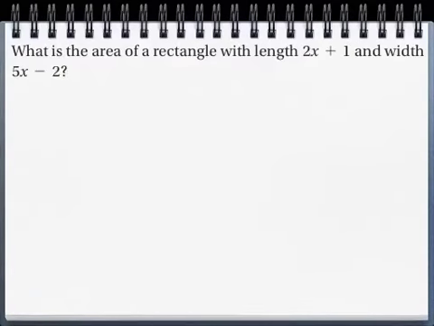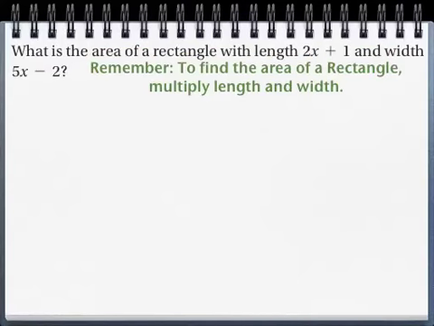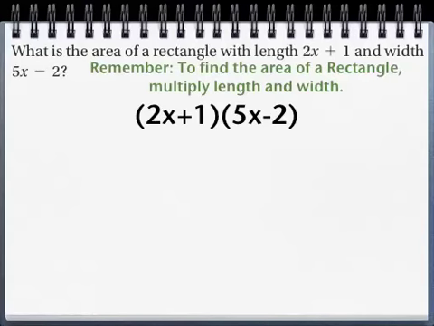What is the area of a rectangle with a length 2x plus 1 and a width of 5x minus 2? If you remember, to find the area of a rectangle, you have to multiply length and width. So in this case, I'm going to multiply 2x plus 1 times 5x minus 2. I would really encourage you to pause this and try it on your own. I'm only going to make you use one method. I did the table method for my example, but you could absolutely pause it and try the distributive property if you wanted to, and then come back and check your work.